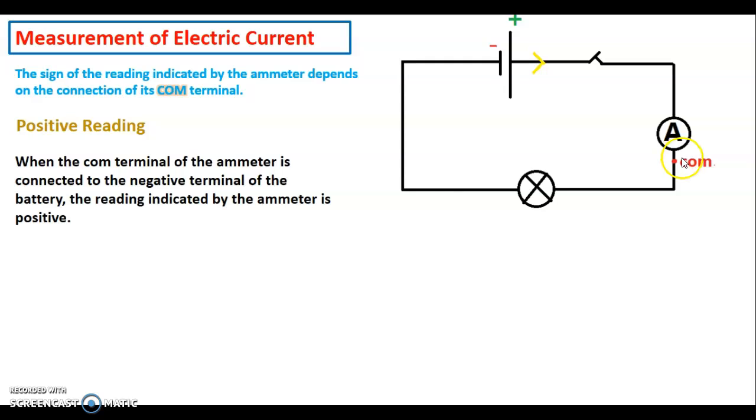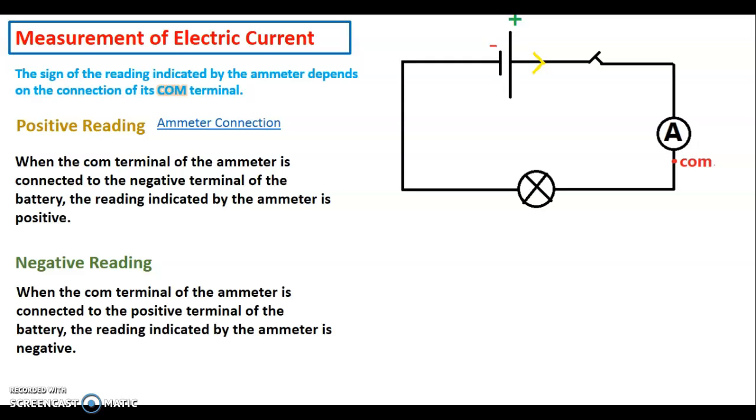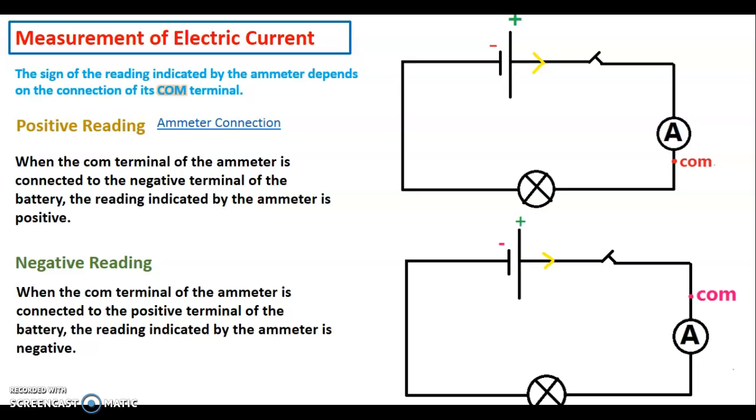But finally, the COM terminal is connected from the negative side of the battery, and the other one here is the A terminal of the ammeter is connected to the positive. So here when we have positive and negative connected to each other, then the reading is negative. So when the COM terminal of the ammeter is connected to the positive terminal of the battery, the reading indicated by the ammeter is negative.